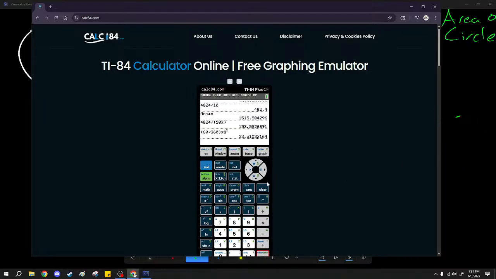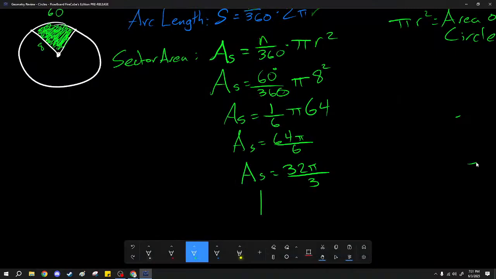I am going to type it in again, but this time I am going to use the reduced version, 32 pi over 3. I'm going to put 32 pi in parentheses. You don't have to because it's on the numerator, but I'm going to anyway. 32 pi over 3. The same exact answer, 33.51. Area of a sector is 33.51 units squared. Whenever you have an area, you're working in square units. I didn't put any units, so if I said inches, this would be inches squared. If I said feet, it'd be feet squared, and so on.